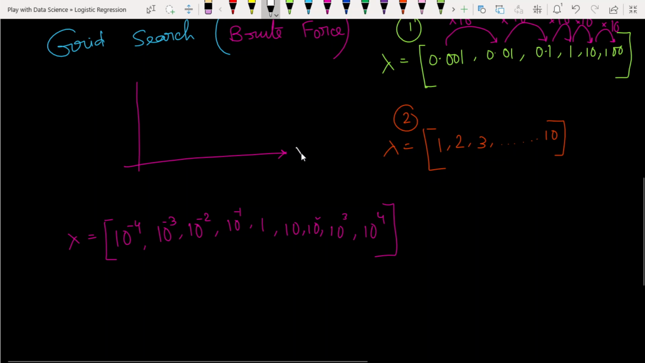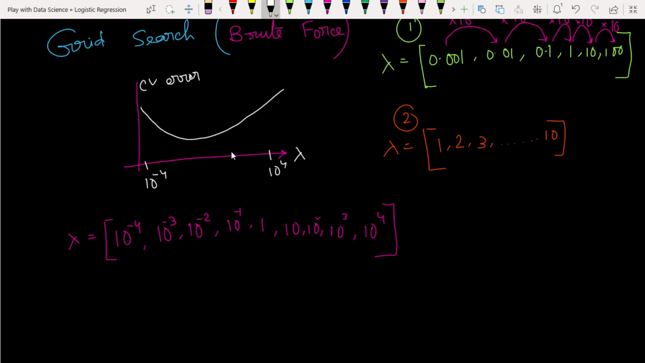So this is our lambda value. This lambda value lies between 10 to the power minus 4 and 10 to the power plus 4. We have got this value, and this is our cross validation error. Okay, this is our cross validation error. So if we plot this graph over this range, suppose we create a graph like this. In this situation, suppose we got the minimum value here, our minimization value is here. Suppose this value is about 10 to the power minus 2. So at 10 to the power minus 2 we got this minimized value.